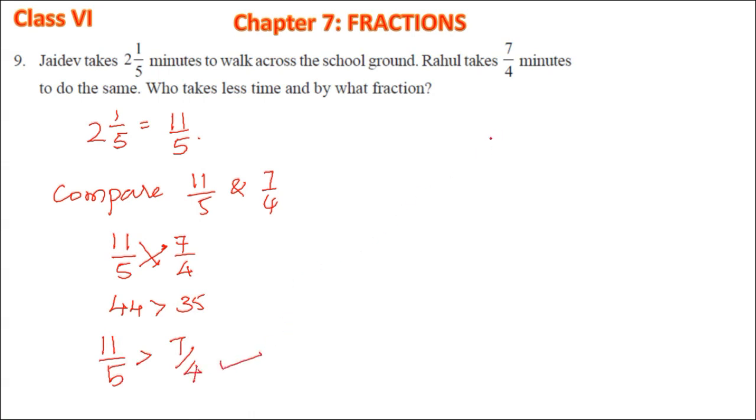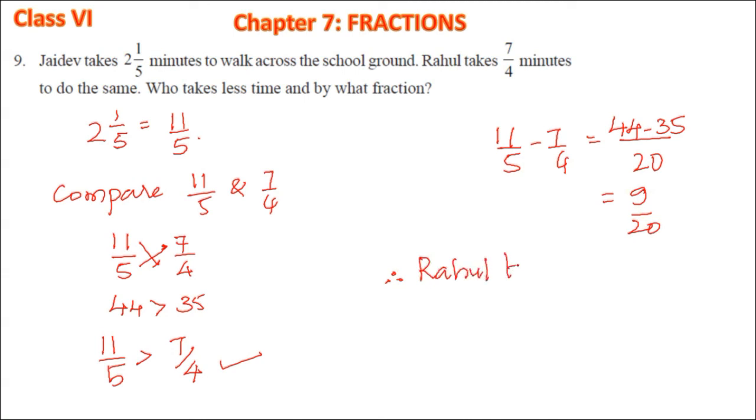Now to solve the second part, we have to find the difference. 11 by 5 minus 7 by 4. LCM to be taken, it's 20. So we get 44 minus 35, which is 9 by 20. Therefore, we can say that Rahul takes 9 upon 20 minutes less to walk across the school ground.